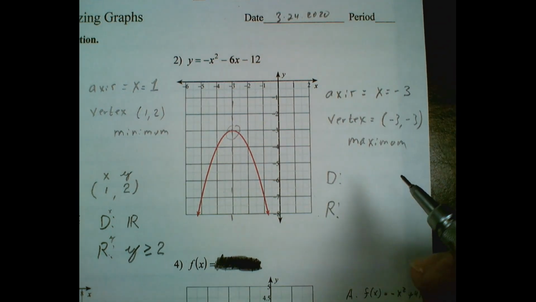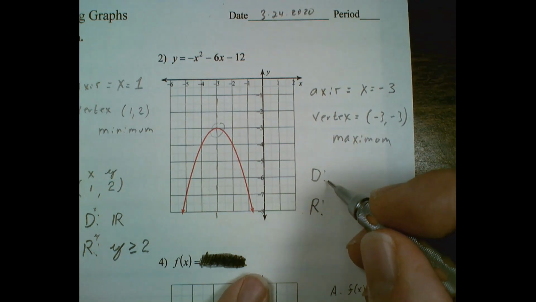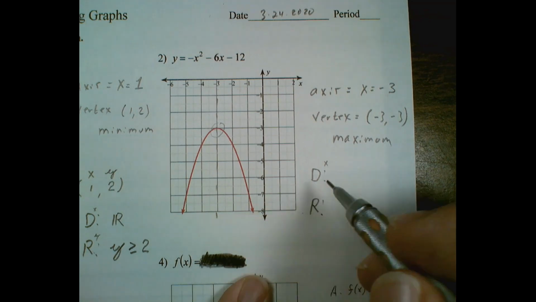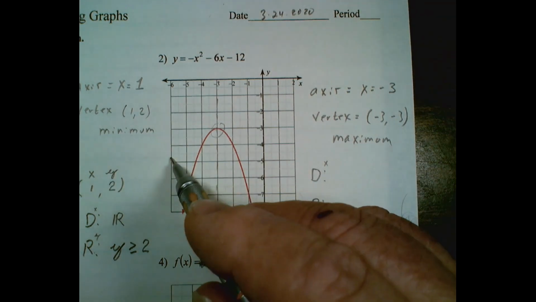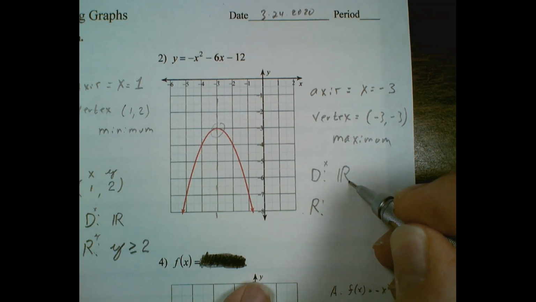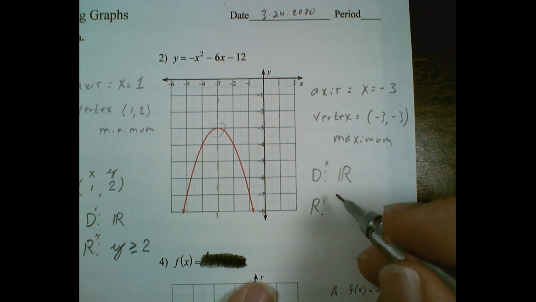So figure out what you think those are. Pause if you need to. Domain, again, is the x's. So that's from all the way left to all the way right, so that's going to be all real numbers. You'll notice that almost all the time it is all real numbers for a parabola, unless it's piecewise.